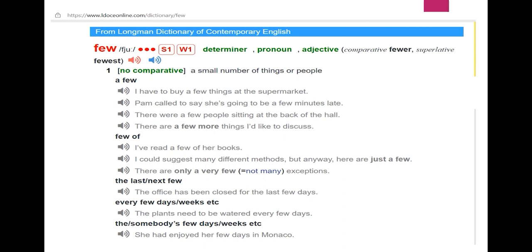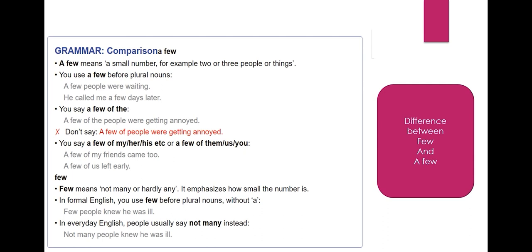and spelling. Then, very, very often, you will have a grammar explanation if there's a problem with certain words, something with the grammar. And here I chose few because there's a difference between few and a few, and it explains it here. A few means a small number, for example, two or three people or things. Few means not many or hardly any. It emphasizes how small the number is. You say few people knew who it was, and we say not many instead. But still, I find that sometimes there's confusion between a few and few.